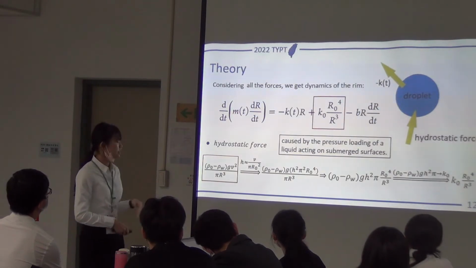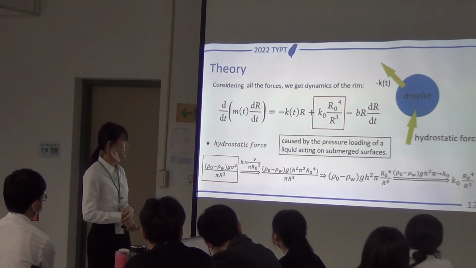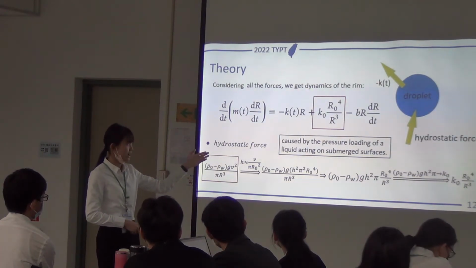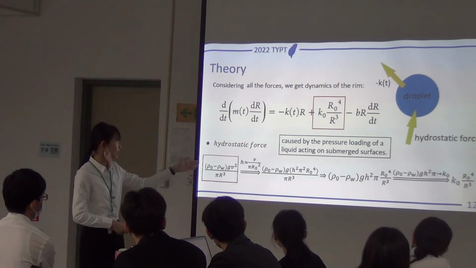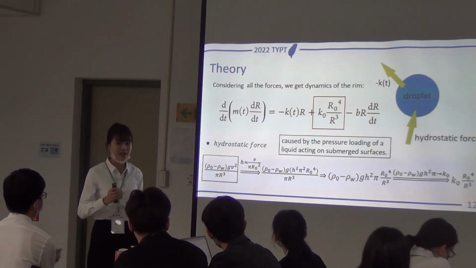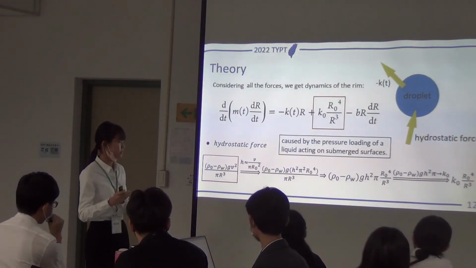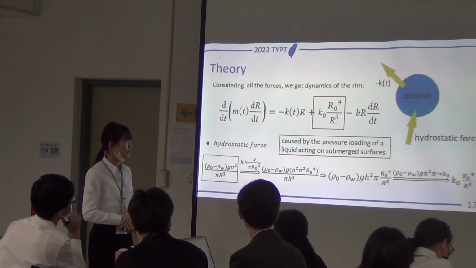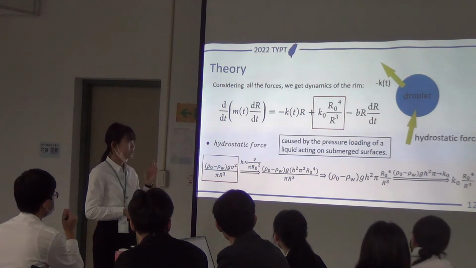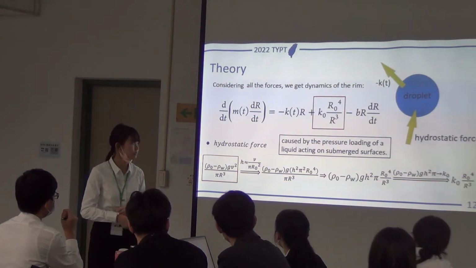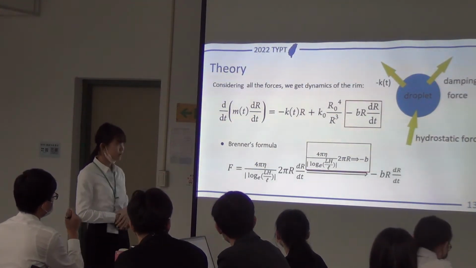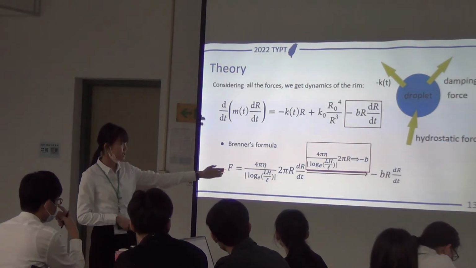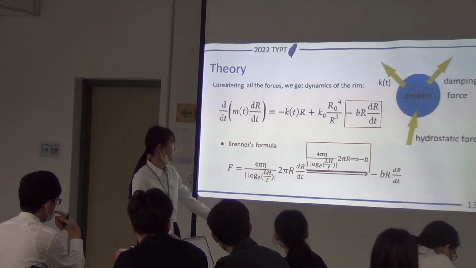And as for the middle term, it is a total hydrostatic force, and the hydrostatic force is caused by the pressure loading of a liquid acting on the submerged surface. Because we want to focus on the connection with the radius, we reformed the formula, and after arranging, the middle term has been rewritten as k naught multiplied by r naught to the fourth divided by radius cubed. And as for the last one, it's a damping force, or frictional force. The minus means its direction, and minus b stands for this according to Brennan's formula.